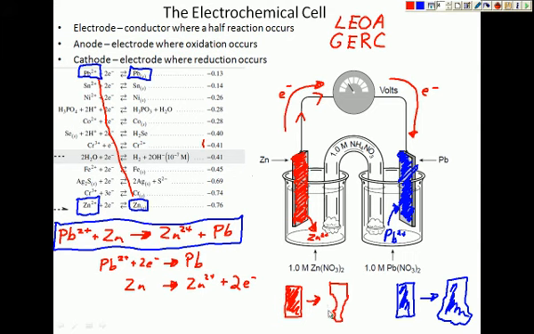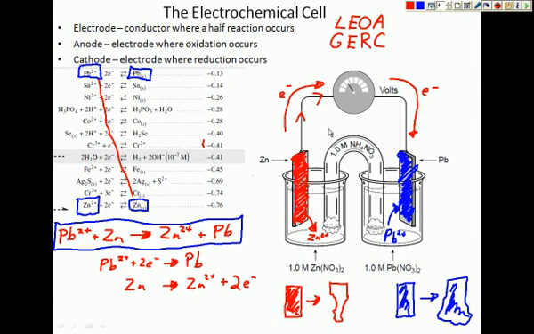Okay, while this one's losing mass, we're going to also talk about this weird little thing right here. But the whole point of this is, since this is losing electrons and the electrons are going through this wire, we are producing electricity with chemicals. And that's why it is an electrochemical cell.